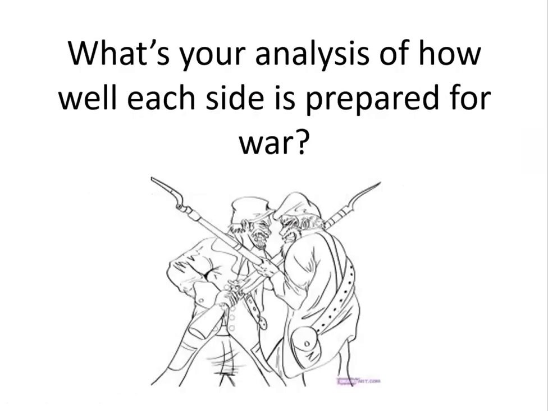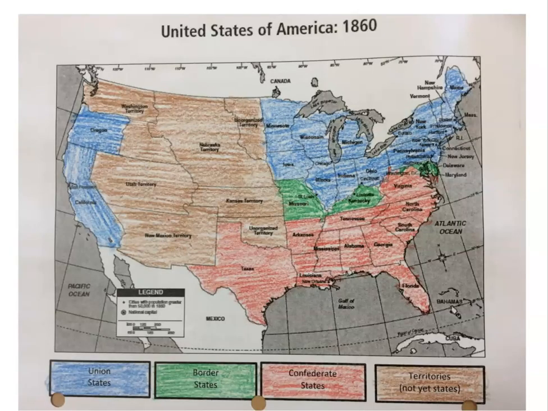What's your analysis of how well each side is prepared for war? Well, if you've done those boxes well, you have a lot of blue on that paper. The North has a lot of advantages. They want to use those advantages to win the war. They want to use the industrial strength, the money, the railroads, the population to crush the South. The South has some disadvantages. They don't have a lot of people, don't have a lot of money, don't have manufacturing. How in the world can they win this?